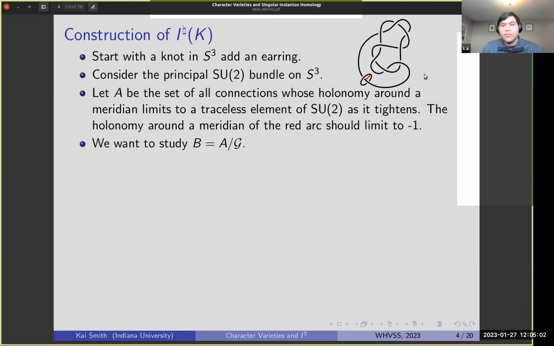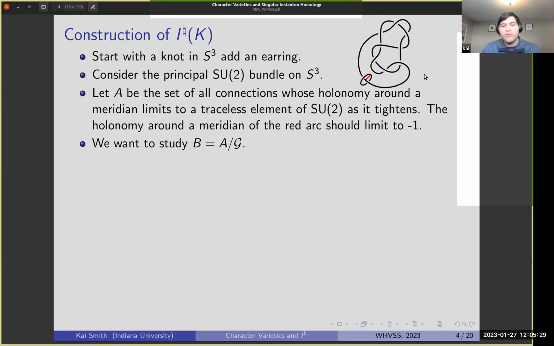And so we're considering the space of connections, but really what we want to study is the space B, which is these connections modulo the gauge group. And the idea is that we're going to study this knot by instead studying this space B. And the reason we added that earring is because without it, there are reducible connections in A, which the gauge group doesn't act freely on.